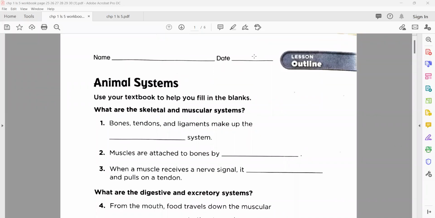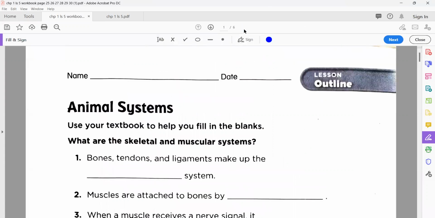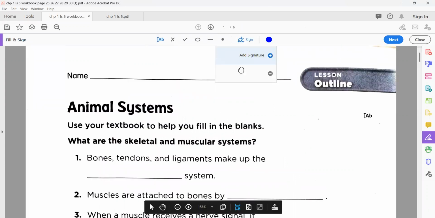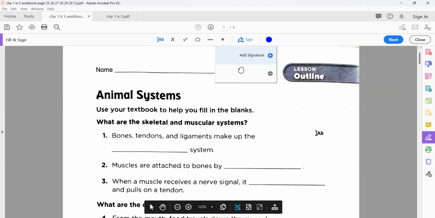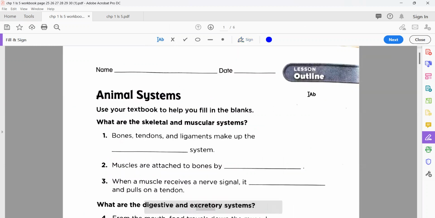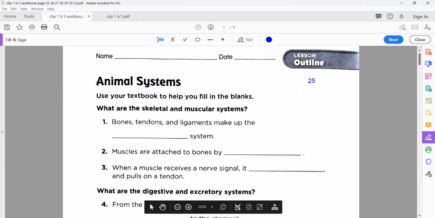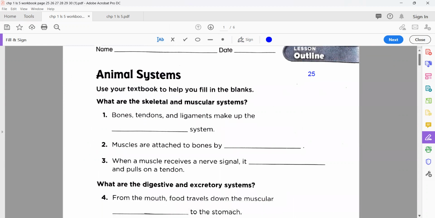Bismillahirrahmanirrahim. Today we're going to solve workbook page number 25. So let's start from here. In this workbook page number 25, we're also going to discuss in detail all these blanks. So the first part is here.